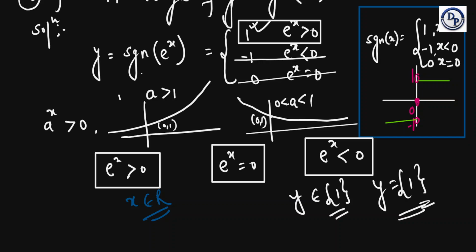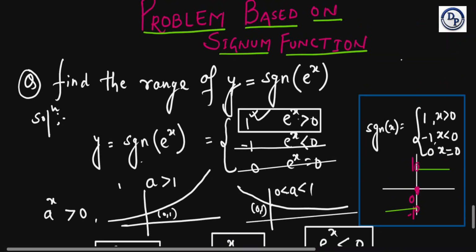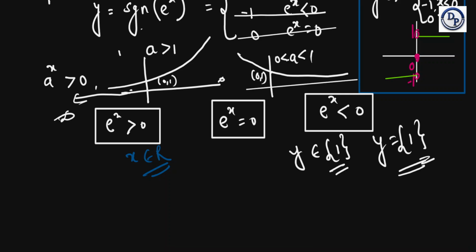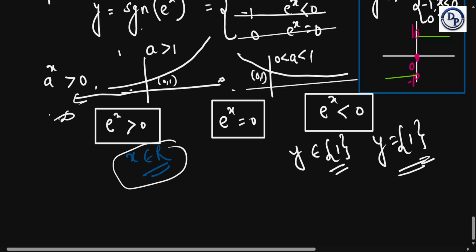If we talk about the domain of this function, we know x can take any value, because e^x is defined for any real number. So it can take any value from minus infinity up to infinity. Therefore, the domain is the set of real numbers. I hope you understand this concept.